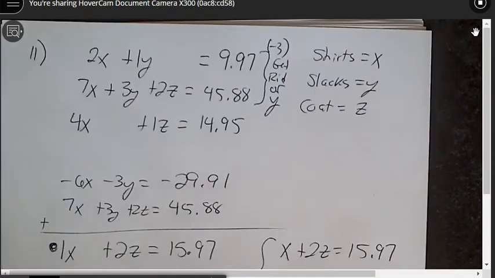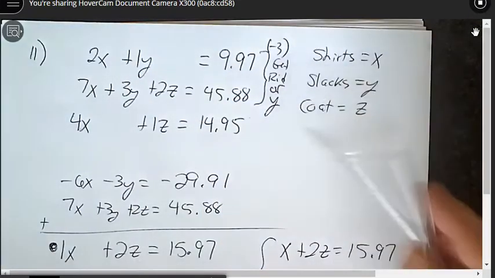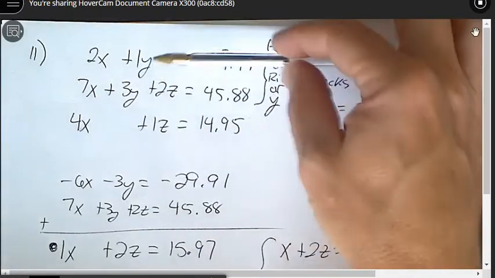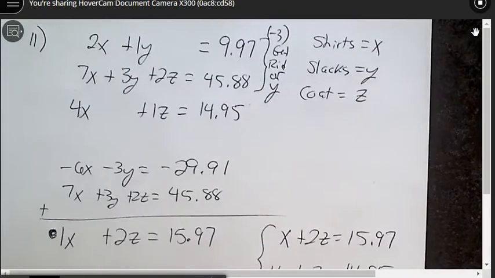Now again, which one you pick? This one we just happened to decide to get rid of y, so then we could solve for z. You could have taken these 2 equations and eliminated z, and then put that together with this one. So there's multiple correct ways to get the correct answer on these.